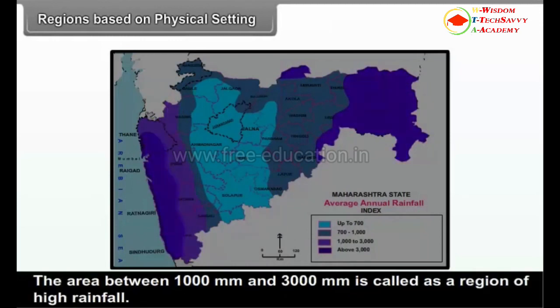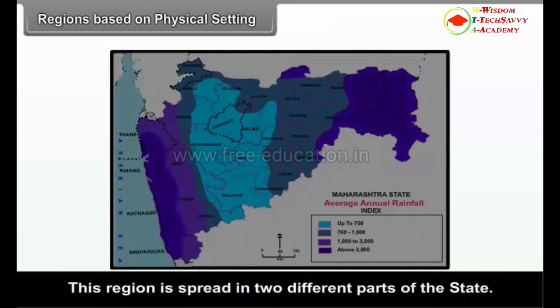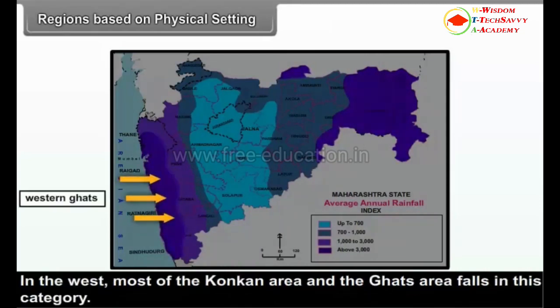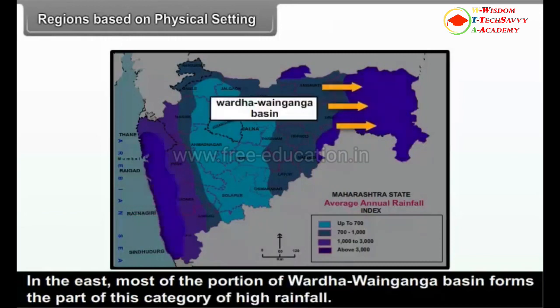The area between 1000 mm and 3000 mm is called as region of high rainfall. This region is spread in 2 different parts of the state. In the west, most of the Konkan area and the Ghat area falls in this category. In the east, most of the portion of Wardha-Wainganga basin forms the part of this category of high rainfall.